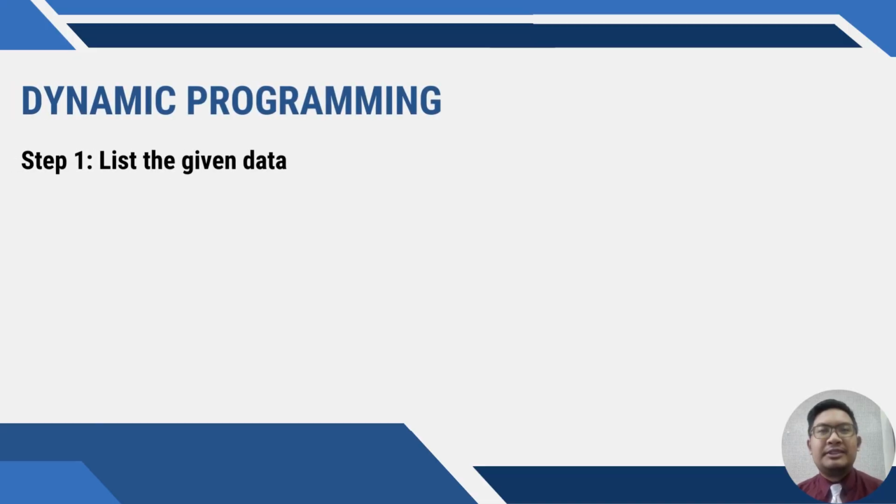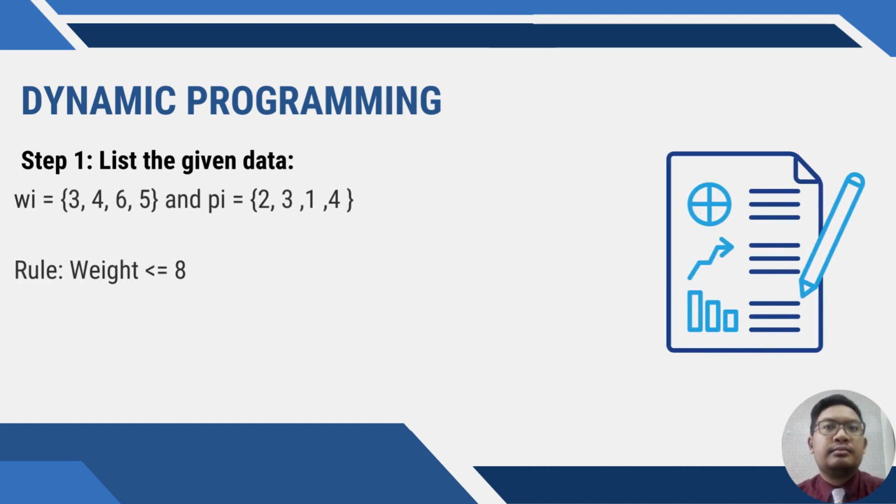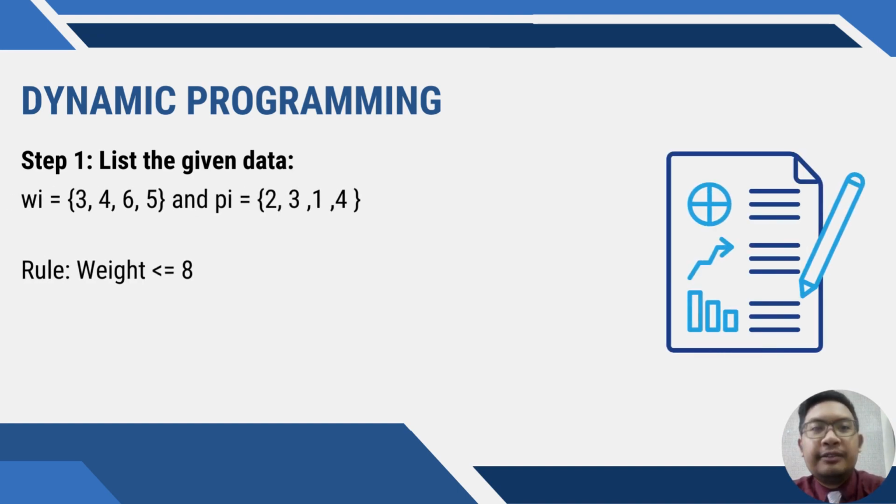I'm Muhammad Soleh bin Majid, and now I will be presenting one of the techniques we use to solve the problem, which is dynamic programming. For the first step, based on the problem, we will list out the given data. So now we list out the weights as 3, 4, 6, 5 and the profits as 2, 3, 1, 4. And we remember that the rule or the knapsack limit is that the weight must not exceed 8.